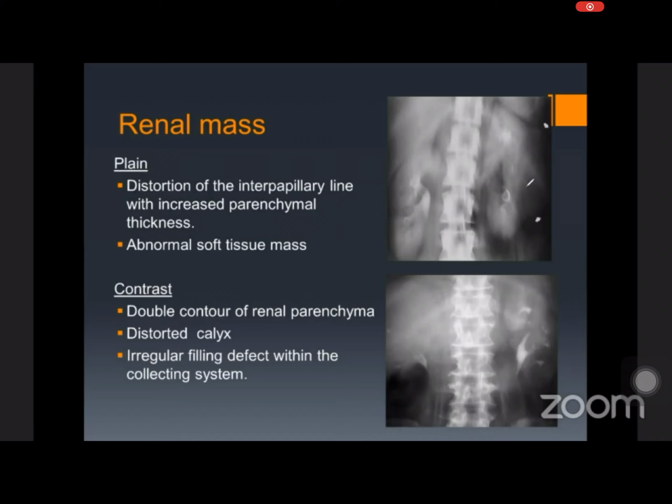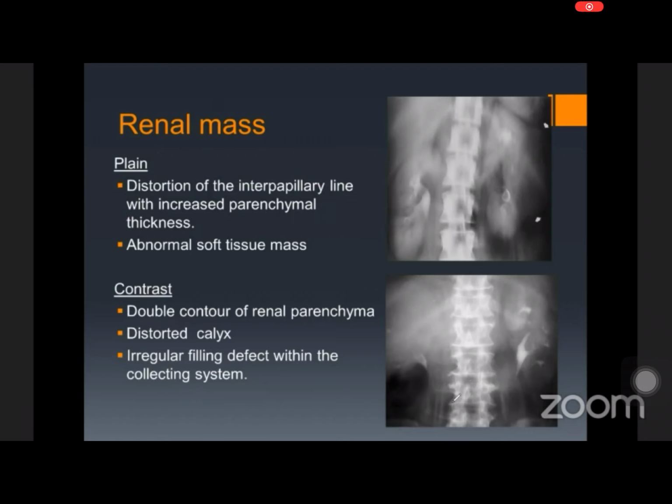So in a plain film, what we see is distortion of the interpapillary line, as we already discussed, with increase in parenchymal thickness. Sometimes if the mass is very large, we can see an abnormal soft tissue mass. Once we give contrast, we can see a double contour of the renal parenchyma due to extension of the renal mass outside the renal contours. So here in this image, we see a mass lesion in the midpole of the left kidney, which is causing distortion of the calyces. So pelvicalyceal system distortion and double contouring of the renal parenchyma should raise a suspicion of a renal mass.